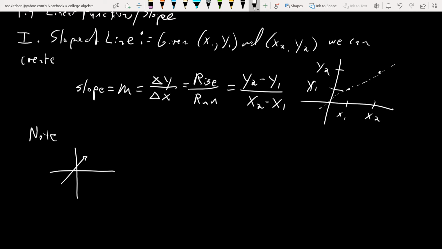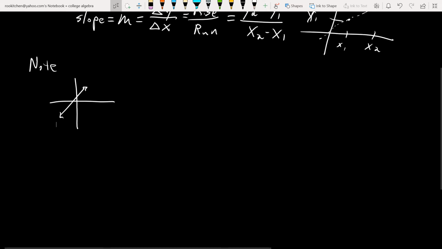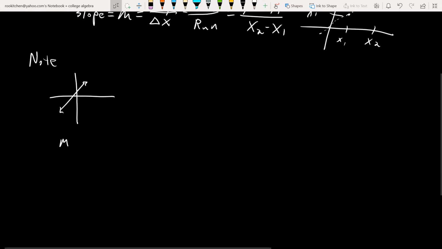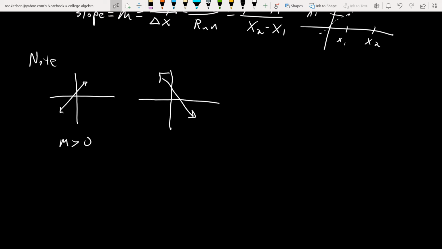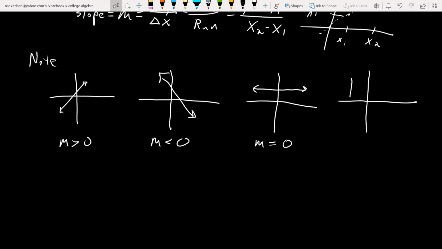so that's where your line is basically increasing everywhere. Okay, so slope greater than 0. There's the negative slope case, so that's basically where your line is decreasing everywhere. There's the slope equals 0 case, which is where your line is horizontal. And then there's the undefined case, where your line is vertical. So m is undefined.